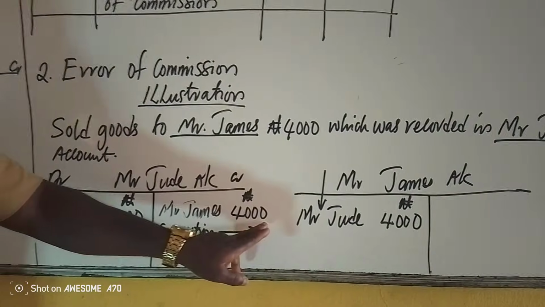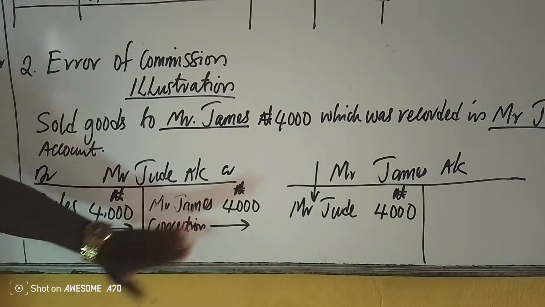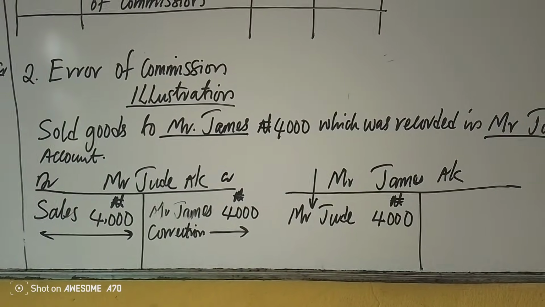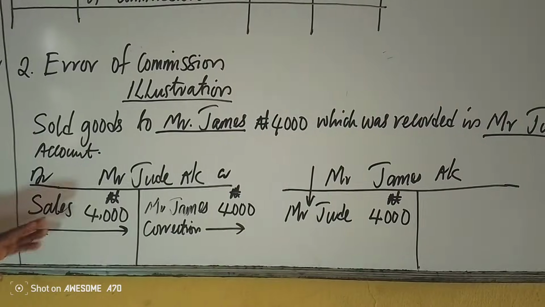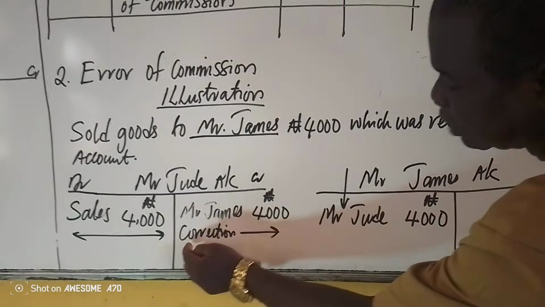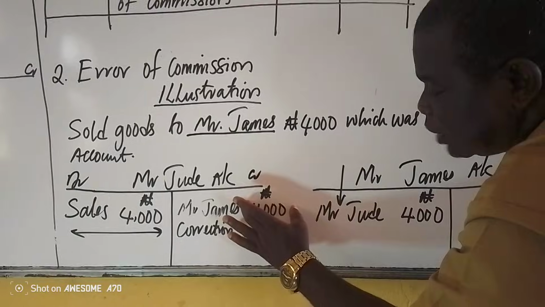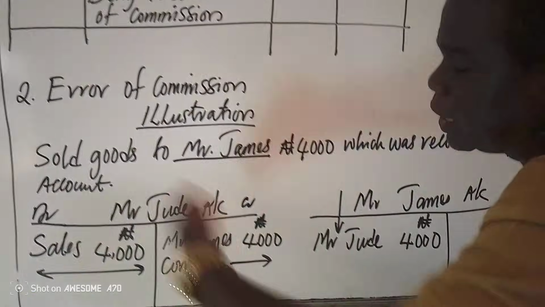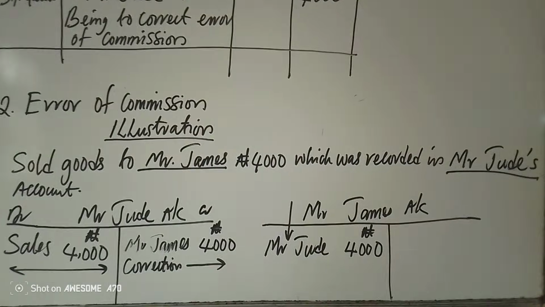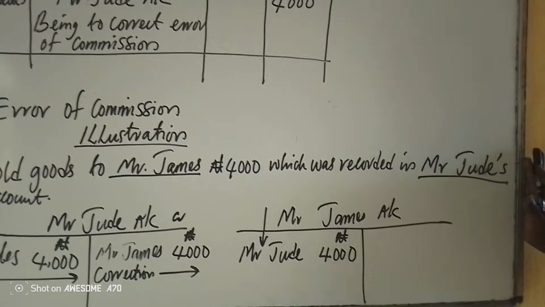By the time you record 4,000 here, by way of balancing, 4,000 minus 4,000, 4,000 will not be found in this account again and it becomes zero, and that error has been corrected in that account. And that is why 4,000 has been credited to Mr. Jude's account and this becomes the correction. The arrow here means a removal. By posting this 4,000, you are removing the other 4,000 that was posted wrongly in Mr. Jude's account.